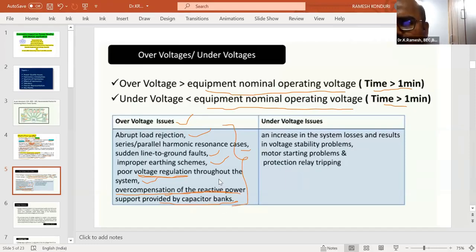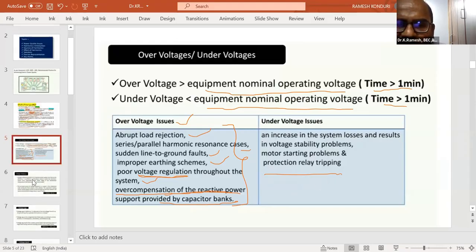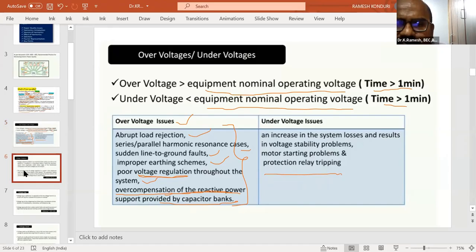Coming to the under voltage issues: an increase in the system losses, voltage stability problems, motor starting problems, and protection relay tripping. These all come under under voltage issues.